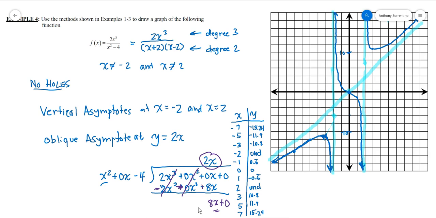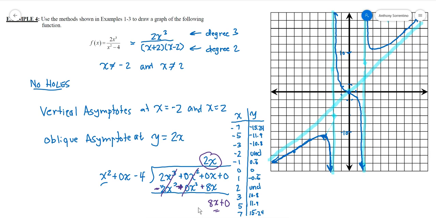I don't have to get worried about this point right here where it crosses the oblique asymptote in the middle, because I kind of expect that to happen since that's towards the middle, but towards the ends it starts avoiding the oblique asymptote as it should. And so that's one of the interesting things that can happen when you have multiple vertical asymptotes.